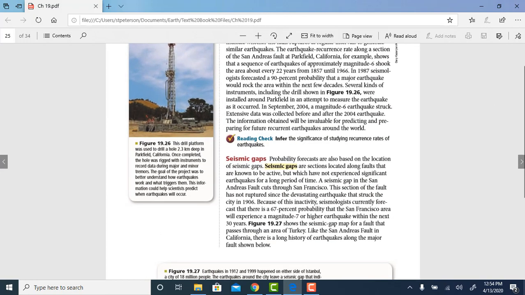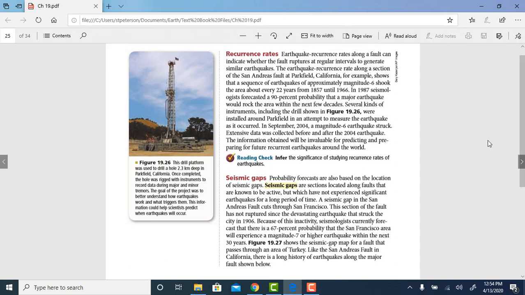Recurrence rates. Earthquake recurrence rates along a fault can indicate whether the fault ruptures at regular intervals to generate similar earthquakes. The earthquake recurrence rate along a section of the San Andreas Fault at Parkfield, California, for example, shows that a sequence of earthquakes of approximately magnitude 6 shook the area about every 22 years from 1857 until 1966. In 1987, seismologists forecasted a 90% probability that a major earthquake would rock the area within the next few decades. Several kinds of instruments, including the drill shown in Figure 19-26, were installed around Parkfield in an attempt to measure the earthquake as it occurred.